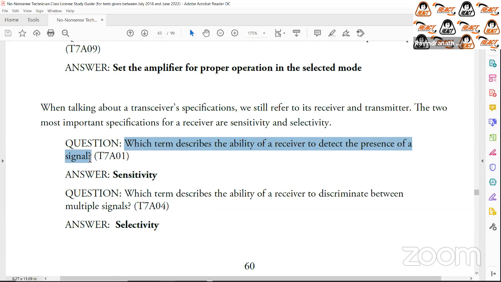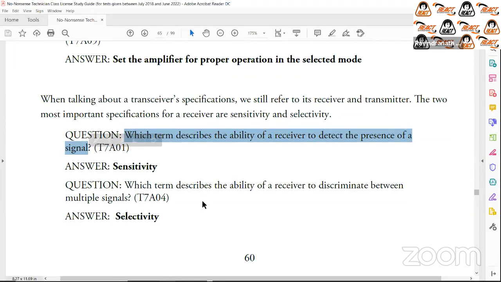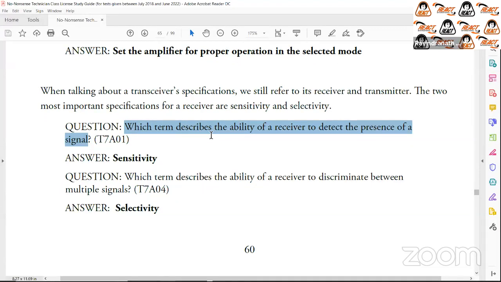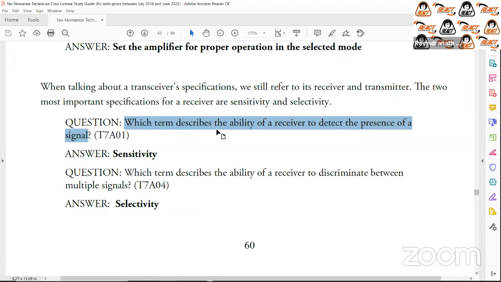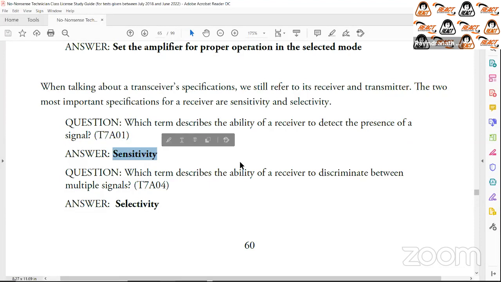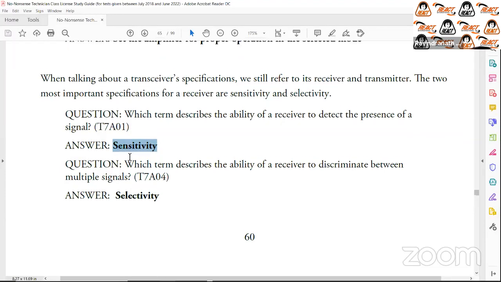All right, moving right along. Next question in the question pool. Which term describes the ability of a receiver to detect the presence of a signal? Remember we talked about some specifications. So which one is it? The one that detects the presence of a signal. The answer is how sensitive. So sensitivity. To be able to detect the signal, it needs to be sensitive. So that answer is sensitivity.